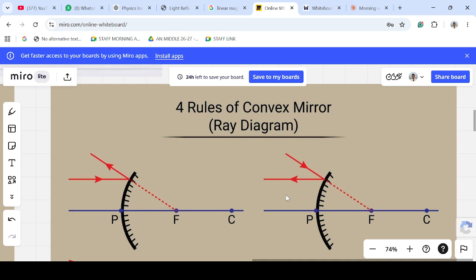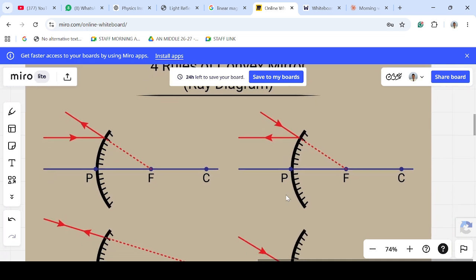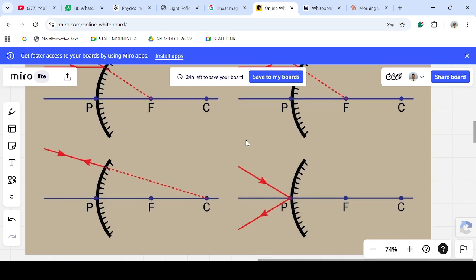Now in the convex mirror, what are the 4 rules to draw a ray diagram? When a ray of light is parallel to the principal axis, it emerges as if coming from the focus. If a ray of light is falling onto the convex mirror and we extend it, it appears to come from the focus, so it is parallel. If it is passing through the center of curvature, it will reflect back in the same direction. If it is falling on the pole, the angle of incidence and the angle of reflection are always the same.